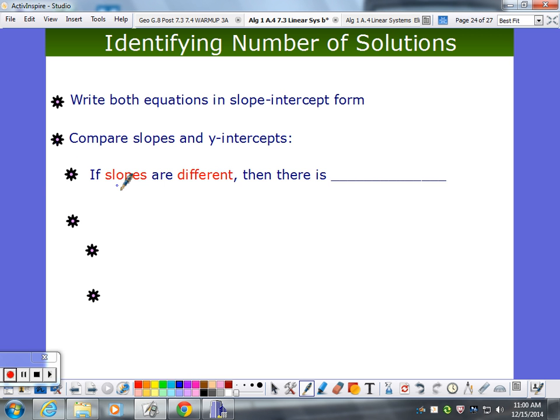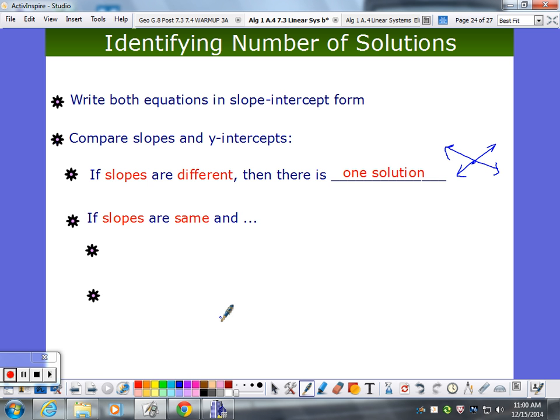If the slopes are different, what does that tell you? How many solutions, if any? One. Because that means one has a slope like this, one has a slope like that. They're different. Eventually you're going to meet somewhere. So if the slopes are different, you have one solution.